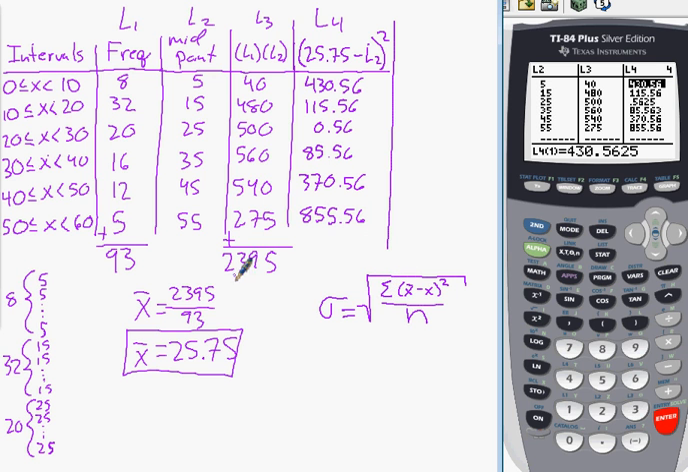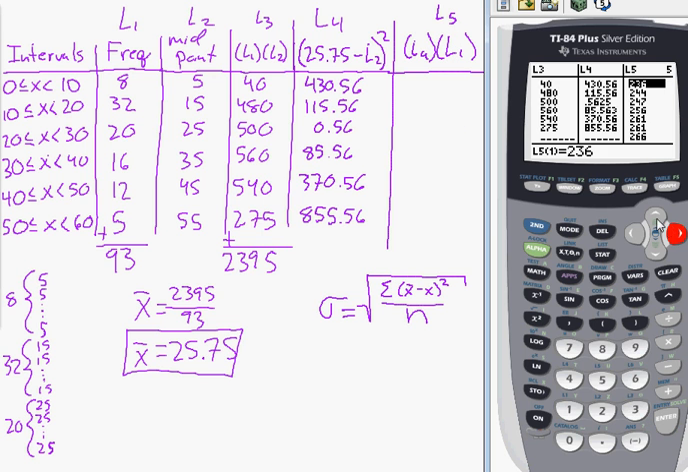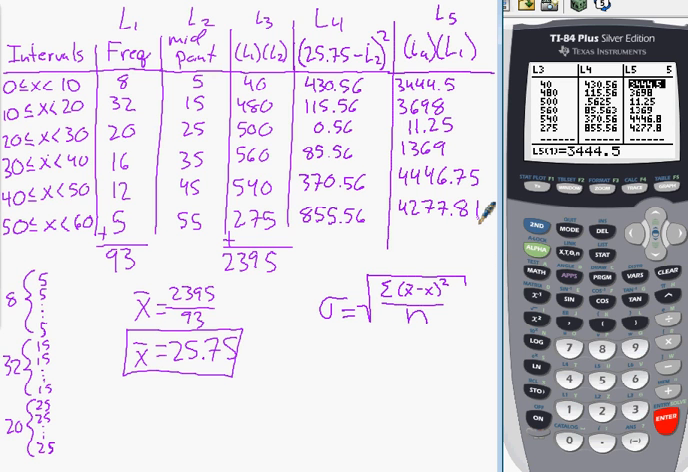So just like what we did for the mean, where we had to add up the different groups, we're going to do the exact same thing here. We're actually going to need L5, in which we take L4, the deviations, and multiply by the frequencies, which is L1. So over here in L5, we're going to go L4 times L1. And there we have all of the grouped deviations.